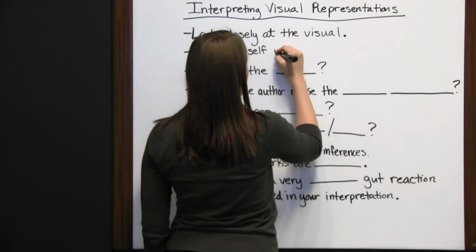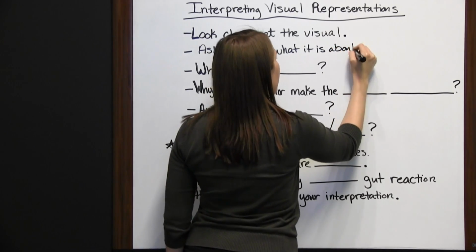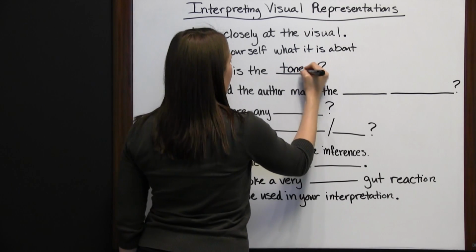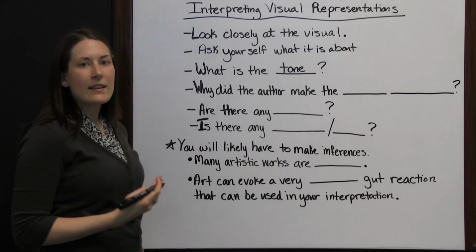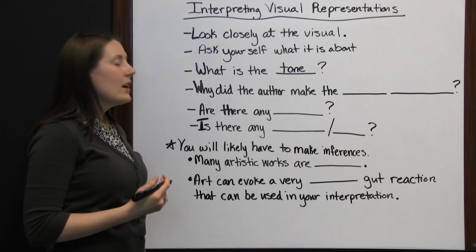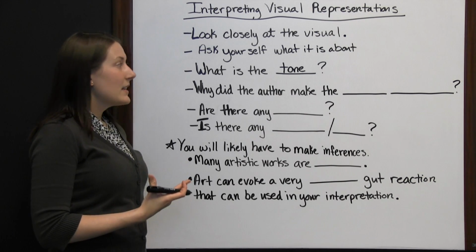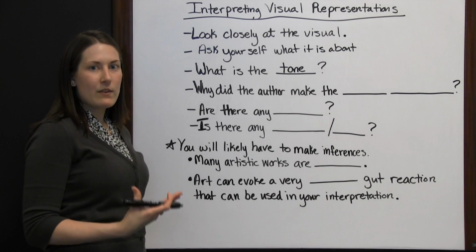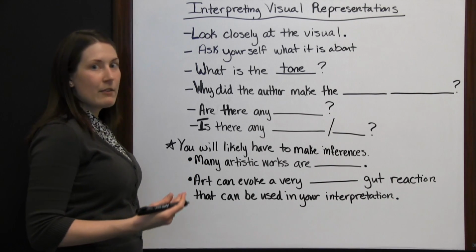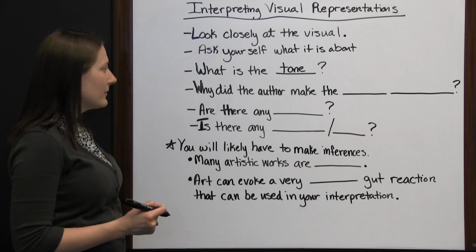Ask yourself what it is about. What's going on in that picture? What is the tone? Is this picture something that would make you think happy thoughts, sad thoughts, something scary, something neutral, patriotic? What's the tone of this picture? And again, this can be gleaned from the text itself. If you've already read the text and you have an idea of what's going on, the visual may just be supportive. Or if you haven't read the text yet and you just see the visual right away, it may clue you in on what the text is going to be about.